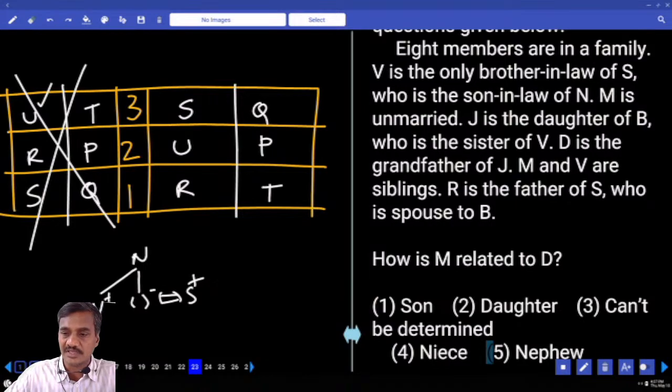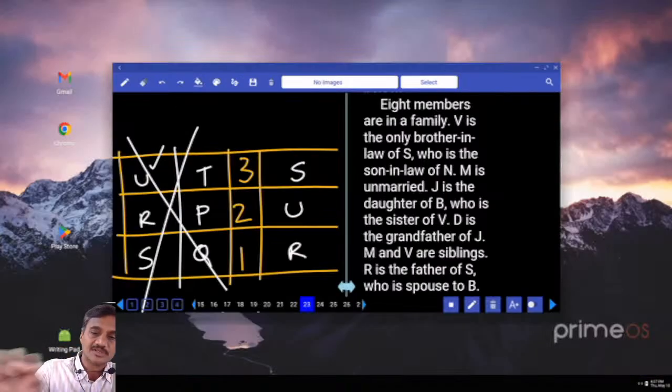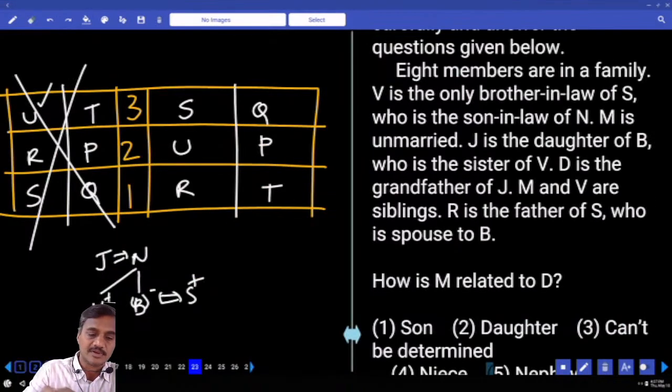Then out of which, M is unmarried. J is the daughter of B. And B is the sister of B. Now J is the daughter of B, which means J and N are a married couple. Isn't it? Now, sorry. J is the daughter of whom? J is the daughter of B. Now this J is the daughter of B.